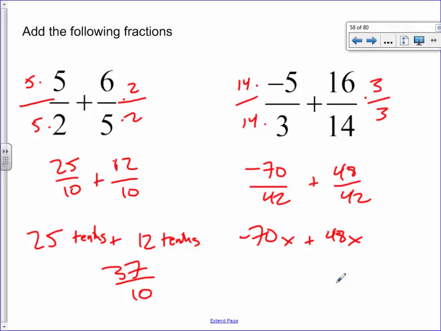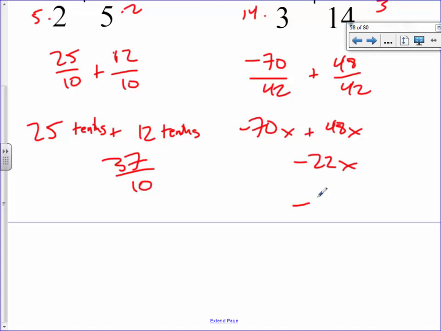What is minus 70 plus 48? Okay, minus 22. So it means you have minus 22 of something, but that something is just over 42. So that's all.